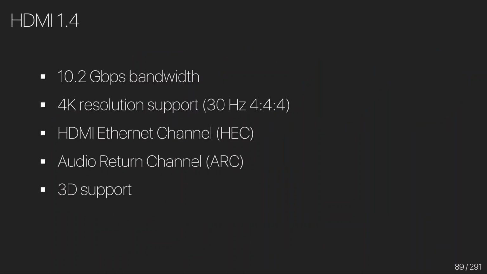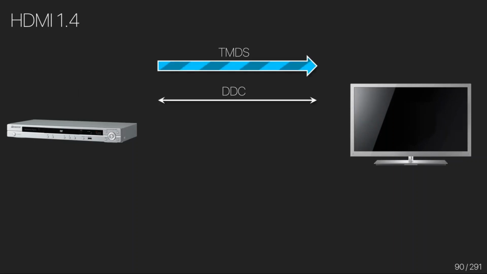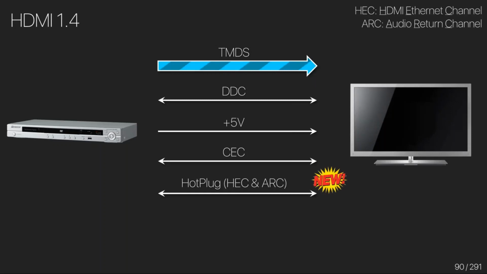So taking a look at HDMI 1.4, we got some nice improvements with the bandwidth, but we've also got the Ethernet channel and the audio return channel with 3D support. So if we look at the HDMI cable itself, what's changed since 1.3? Well, the TMDS lanes are still the same. The DDC channel is the same. The power 5 volt is the same. The CEC is the same. But now with the hot plug, we have another purpose. We are using it to send HDMI Ethernet and audio return channel information back from the display to the source.